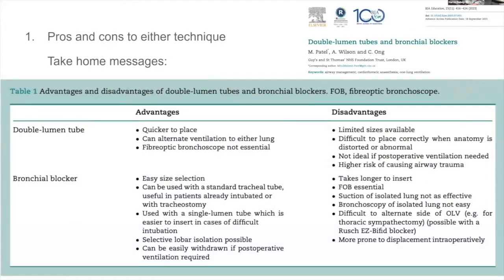Really, I'll just run through some of the major pros and cons to both double lumen tubes and bronchial blockers. And we can take you through a little bit of the literature around it as well. But this BJ article summarized it quite nicely. Really, the advantages of double lumen tube, outside of what we mentioned already, is you can alternate ventilation to either lung, and they're normally much quicker to place. The real downside is that you might need to switch them if there's postoperative ventilation required, and they do have a higher risk of causing airway trauma.